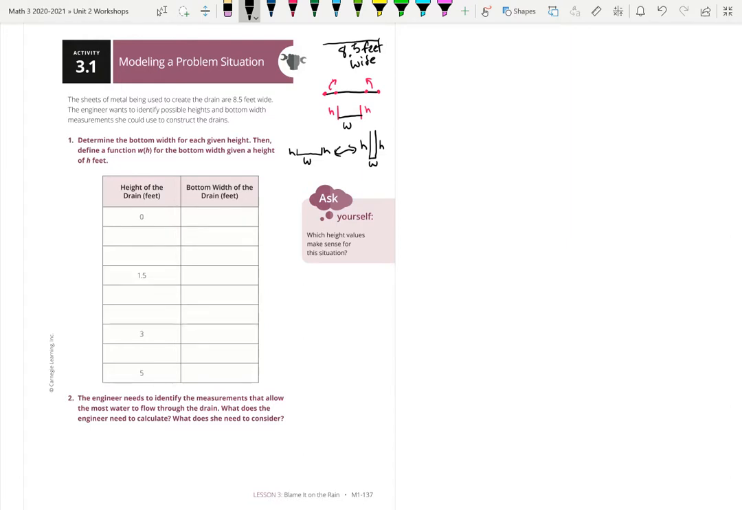Let's actually talk about math though. The height of the drain of 0 feet is asking, hey, if there is no height, the width is going to be 8.5. If I take my sheet of metal, which is 8.5, and then now I want to fold it 1.5, this is going to be 1.5, 1.5, and I'm going to go ahead and fold an 8.5 sheet of metal, and it's going to resemble something like this.